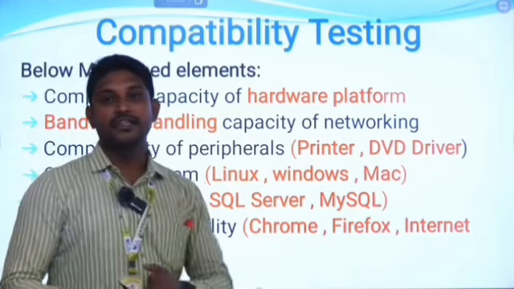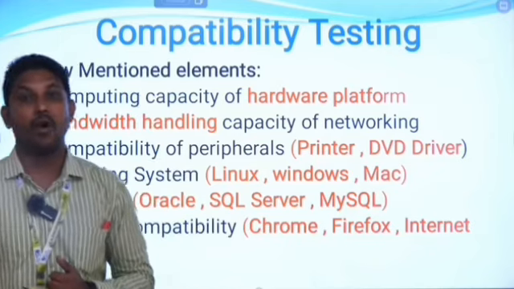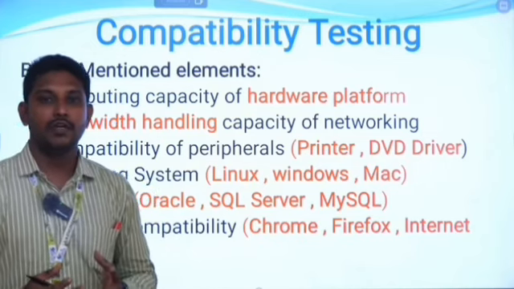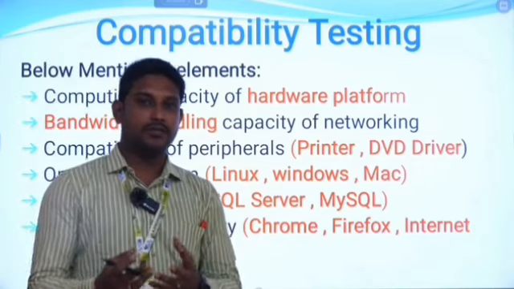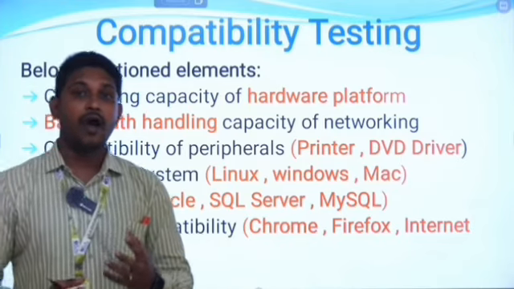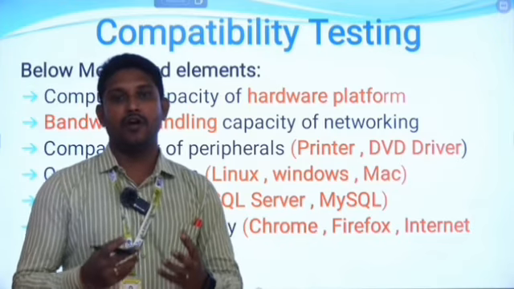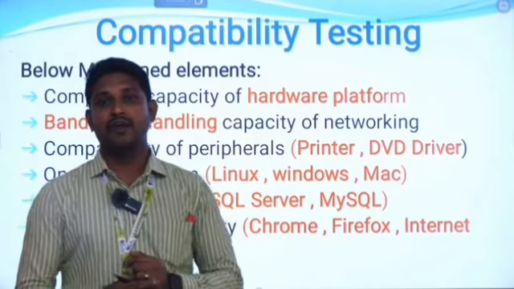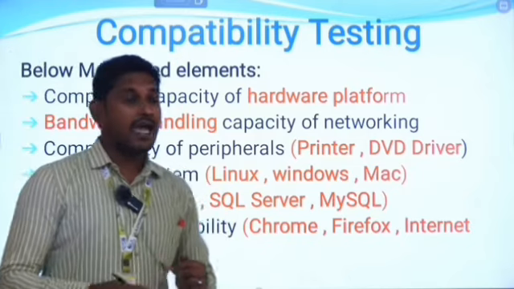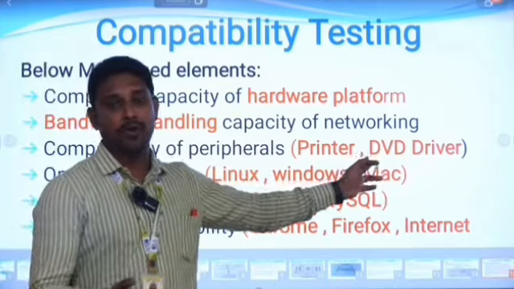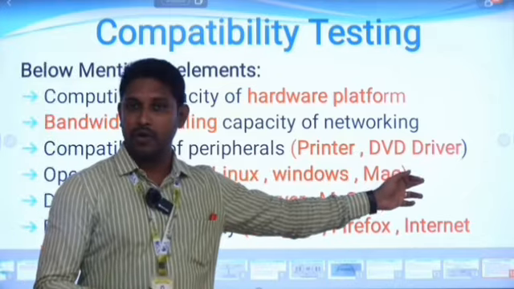Next, the final black box testing type is compatibility testing. In compatibility testing, before the software project is developed, first we check what the hardware configuration will be to develop this software. That is the first step we do. Next, if my software is going to use some external peripheral, like a printer or a DVD that I am going to connect, I am going to test it.